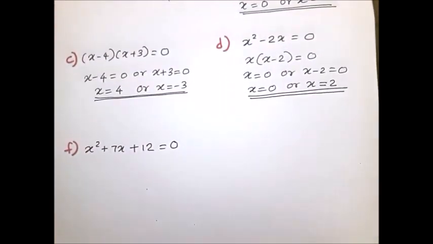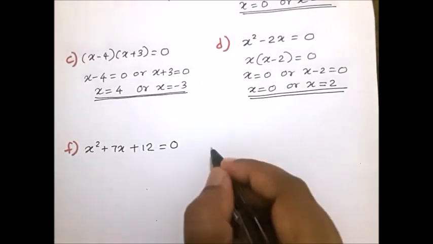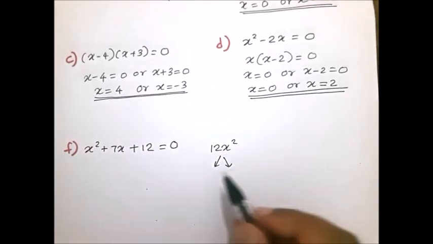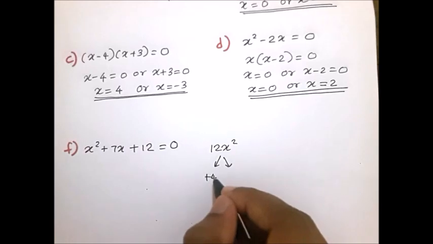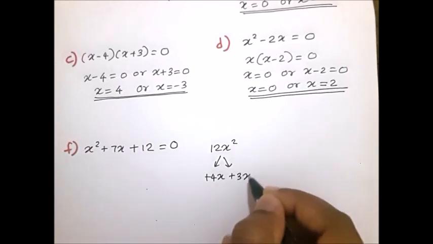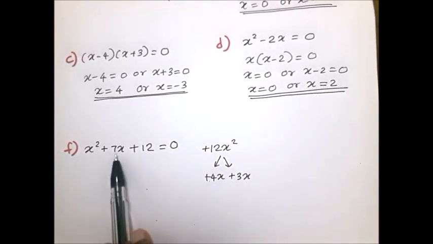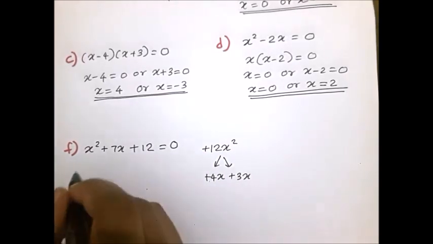Now look at part F. This is a trinomial quadratic expression. To factorize this one, first multiply first term and last term. Then separate into two terms. Two terms are plus 4x and plus 3x. When you multiply these two, it is equal to this one. When you add these two, it is equal to 7.